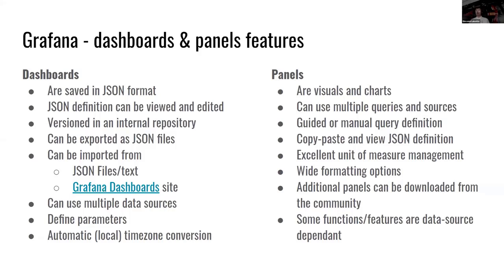Grafana helps you build the query in a guided way, so you actually have drop-down menus, which, for example, in InfluxDB allows you, once you specify the connection, to see the list of the measurements available, of the retention policies available, and of the single fields and tags that you can use. Or you can just manually type in your query. Of course, each object has a JSON definition, and you can just view it and edit it and copy paste it around if you want.